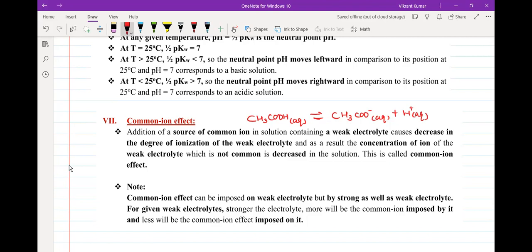देखो language क्या है? Addition of a source of common ion in solution containing a weak electrolyte causes decrease in the degree of ionization of the weak electrolyte, and as a result concentration of ion of weak electrolyte which is not common is decreased. Simple. Is it okay? तो इतनी इजी बात थी.